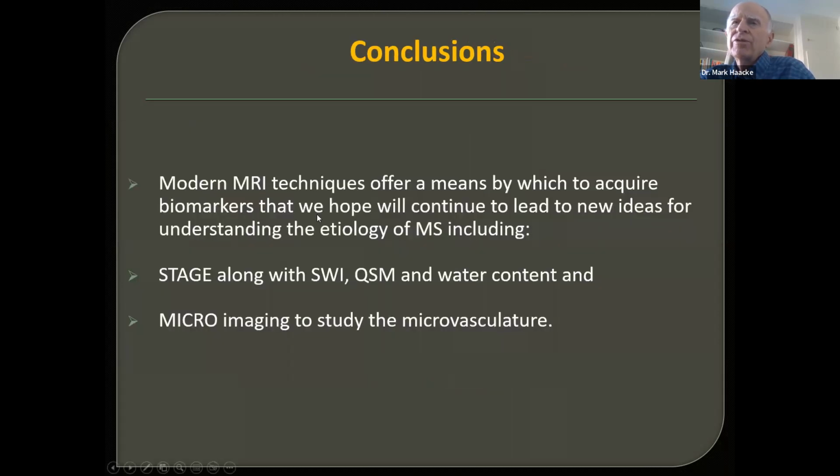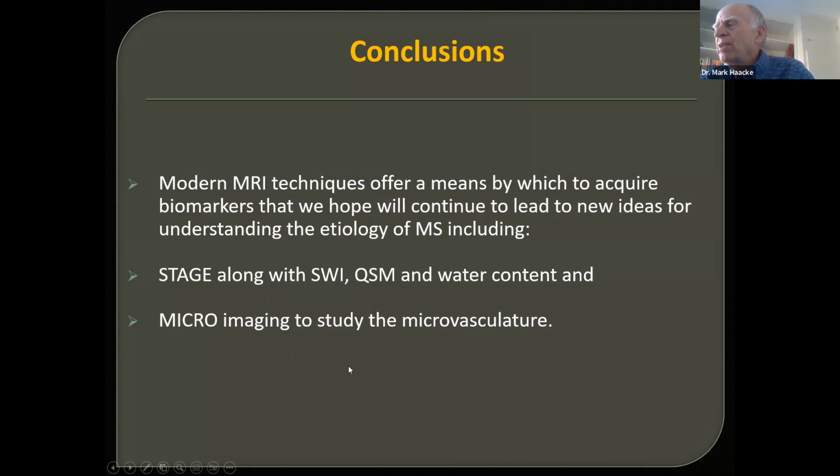So in closing for today, modern MRI techniques really offer a means by which we can acquire new biomarkers that we hope will help continue to lead to new ideas for better understanding the etiology of MS. And these include the STAGE technology with SWI, QSM, and water content, and microimaging to study the microvasculature.